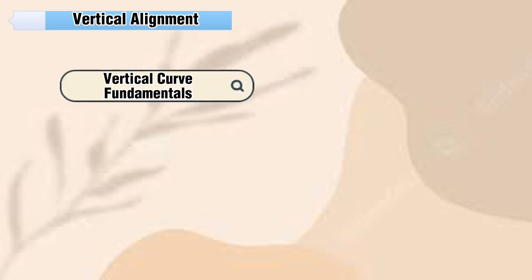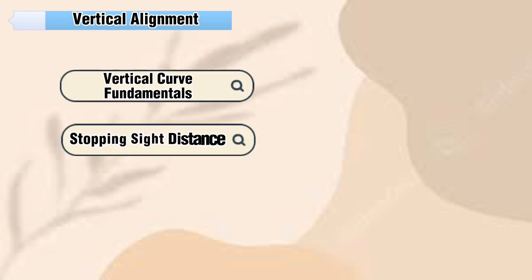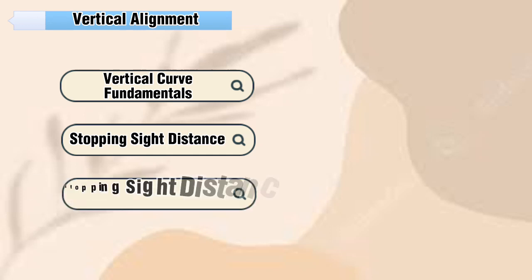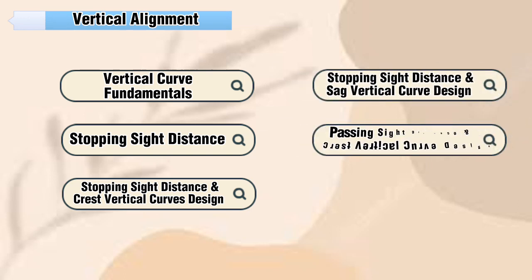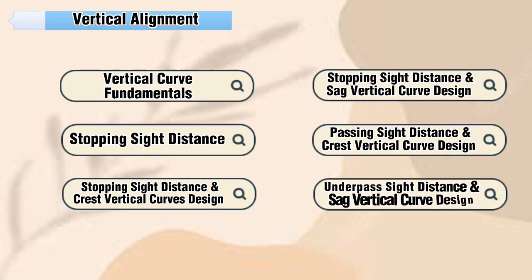We have here different types of vertical alignment. The vertical curve fundamentals, stopping sight distance and crest vertical curve design, stopping sight distance and sag vertical curve design, passing sight distance and crest vertical curve design, and lastly, underpass sight distance and sag vertical curve design.